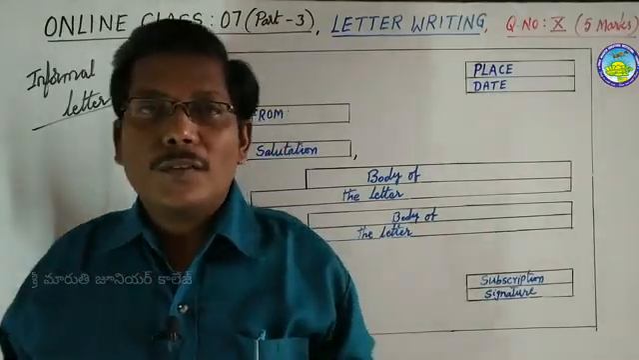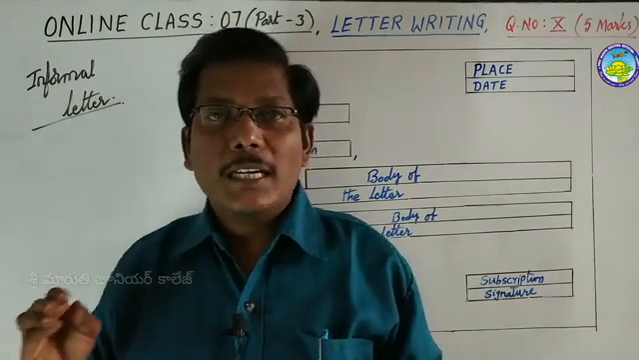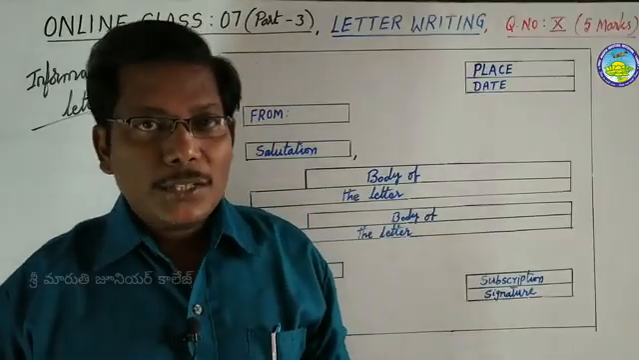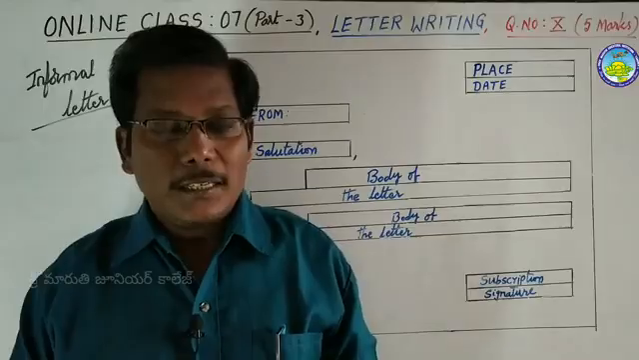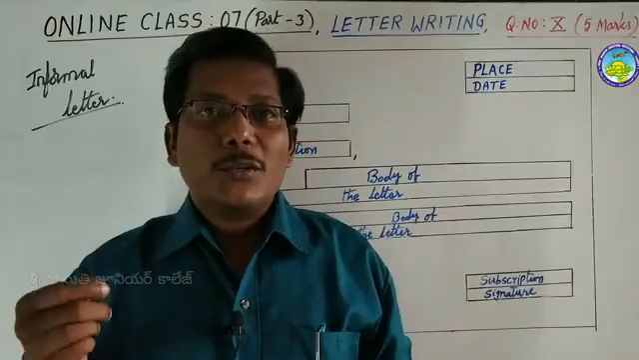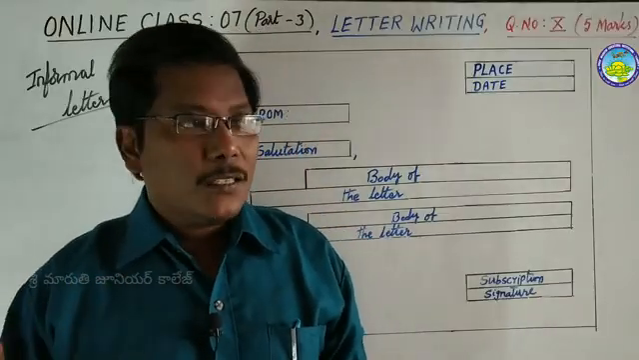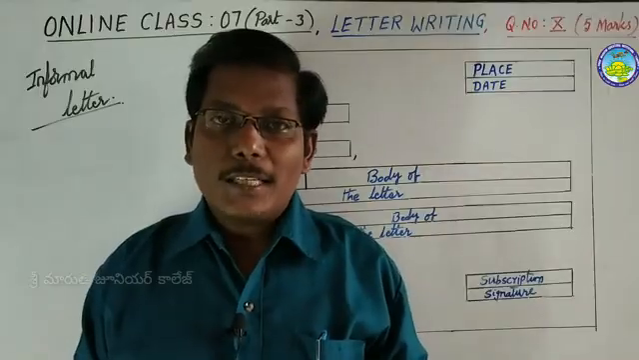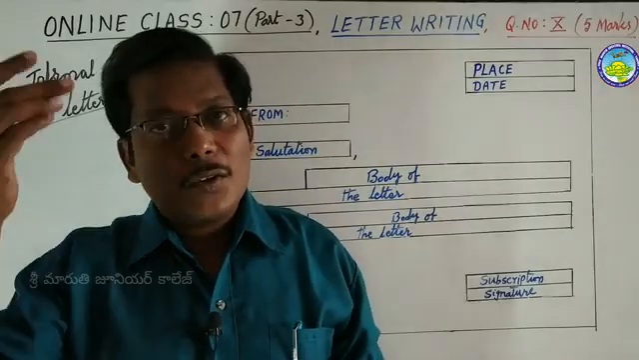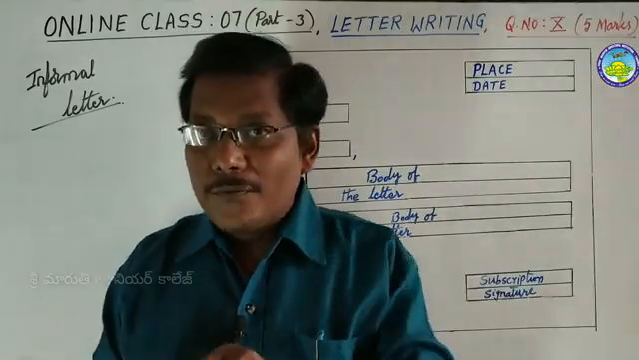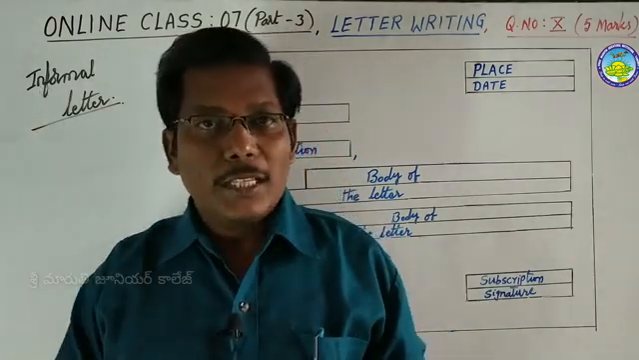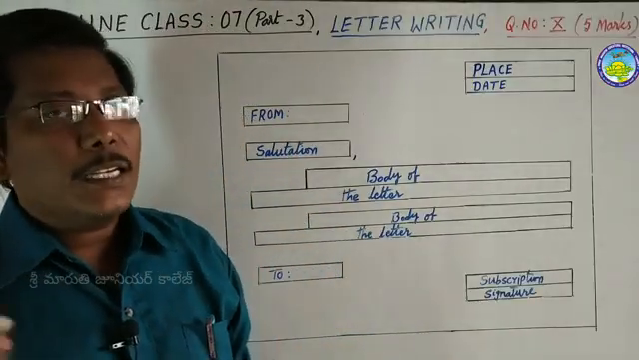I have told you that an informal letter is a letter which we write to our family members, close friends or relatives. What is a formal letter? A formal letter is a letter which we write to officials such as the principal of a college, a police inspector, a municipal commissioner. But if we write a letter to our family members, close friends and relatives, that is called an informal letter. Now in this class, let's see how to write an informal letter.